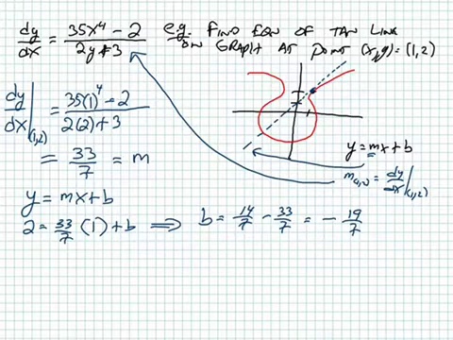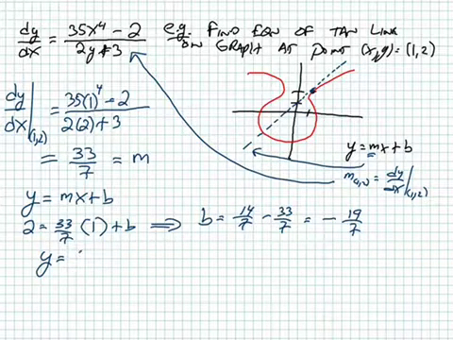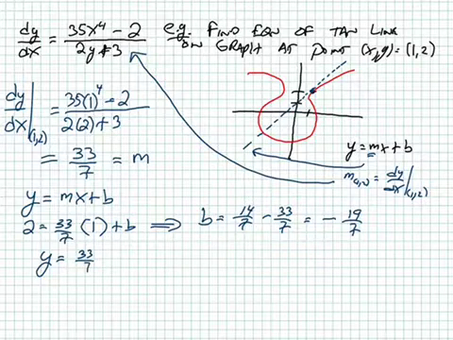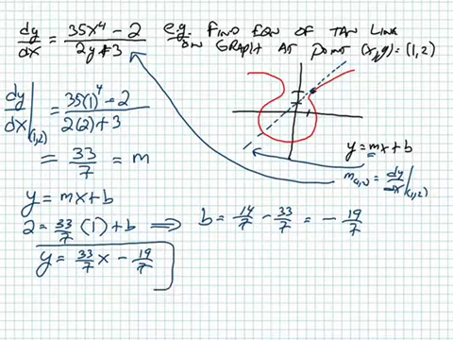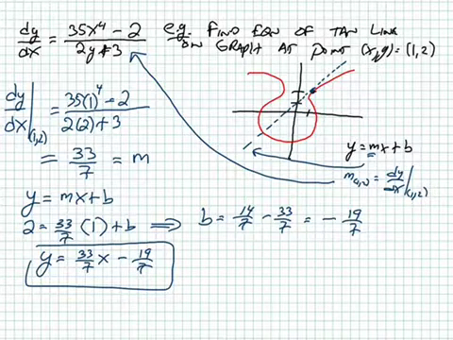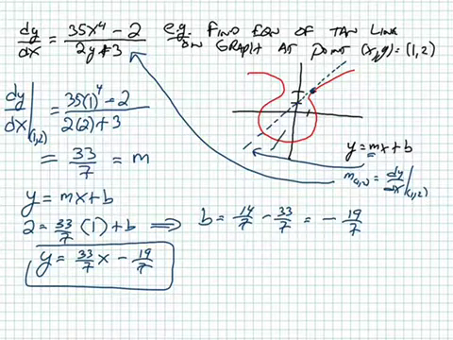So now I'm going to rewrite my equation for my tangent line. y is equal to my slope of that tangent line, which is 33/7, times x, plus my y-intercept, which is minus 19/7. This tangent line is drawn a little bit incorrectly up here, because the y-intercept is actually a negative number. So maybe it's something that looks like that.